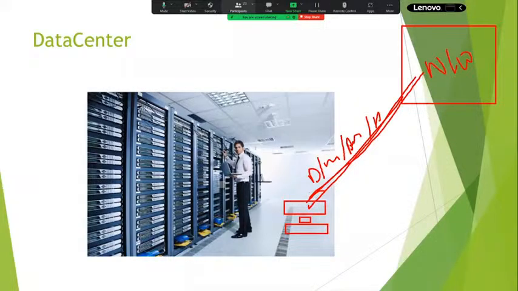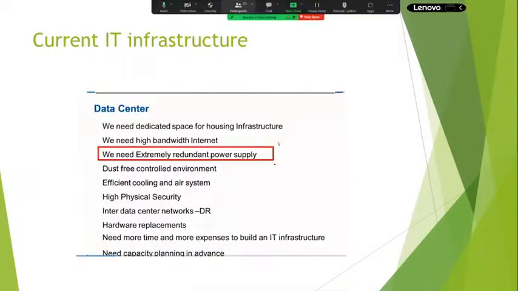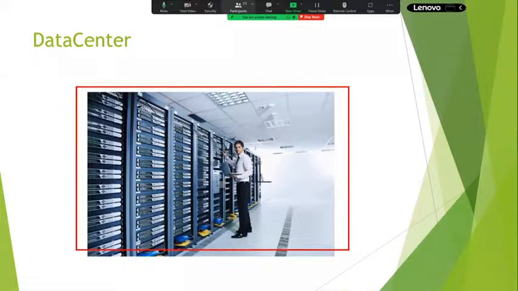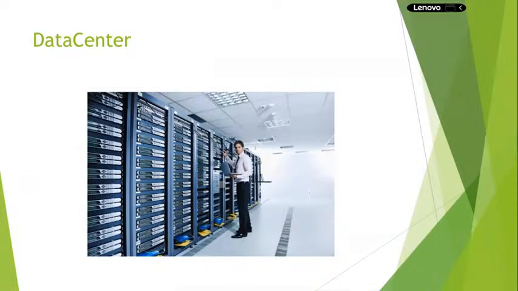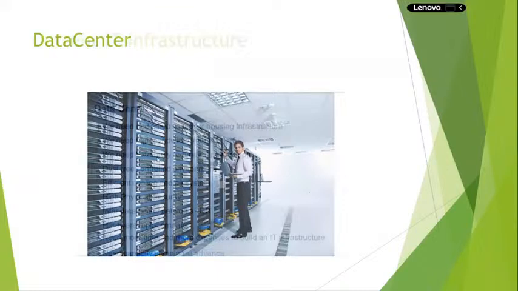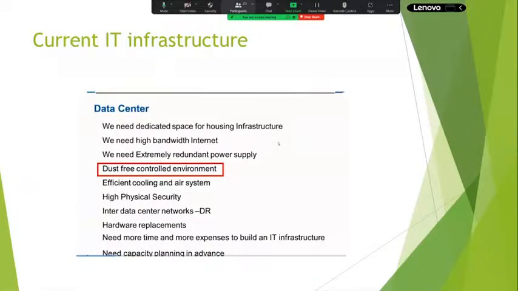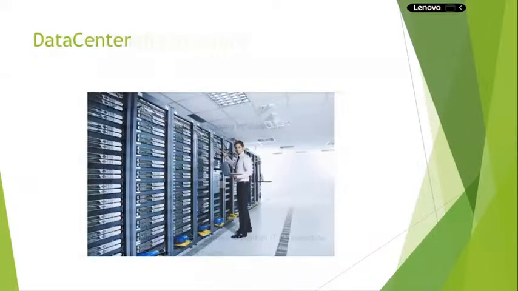Next, we need a redundant power supply. To run this data center, we need electricity. If there is no electricity, we should be able to run the data center with a battery or generator. Again, that is cost, right? Next, a dust-free environment. We should always construct and design the building to be dust-free.